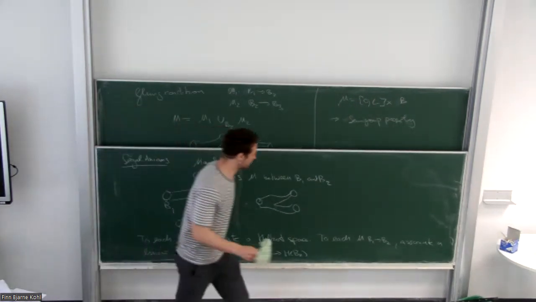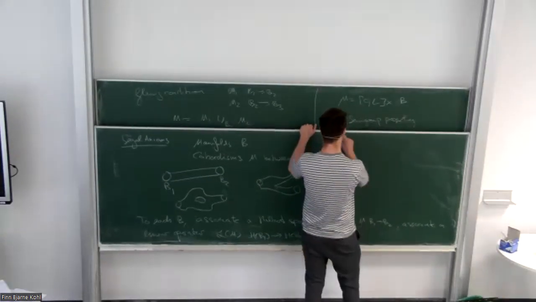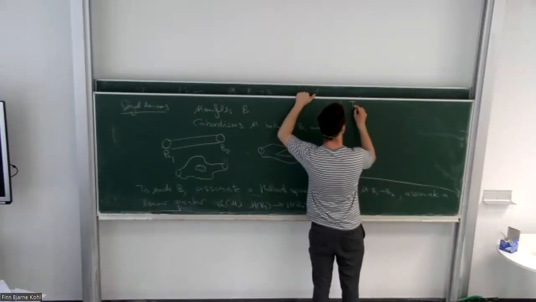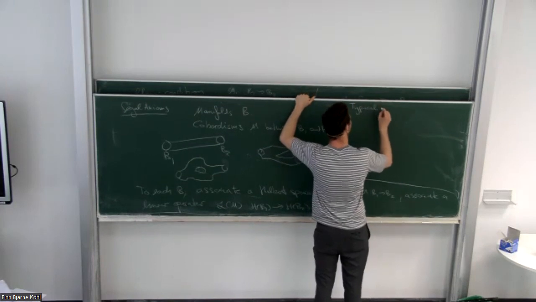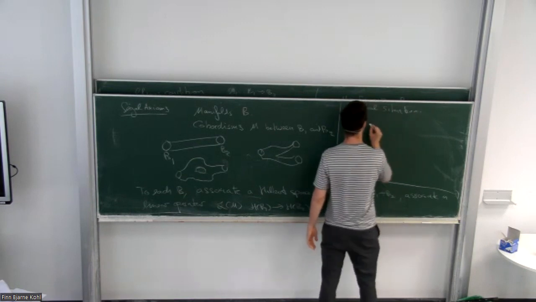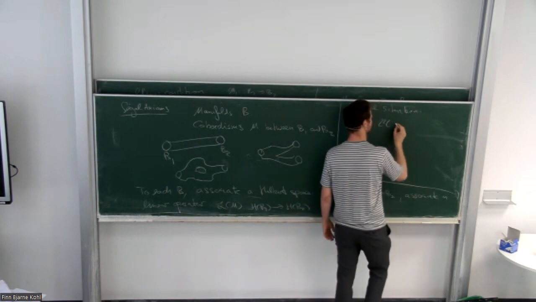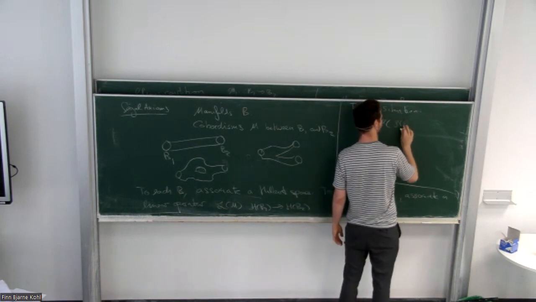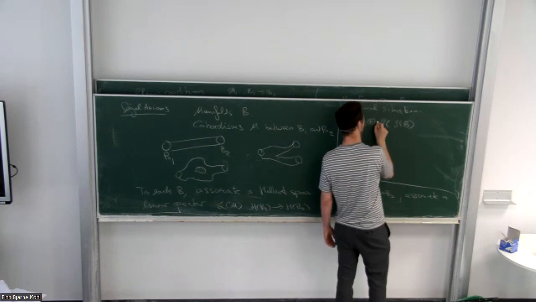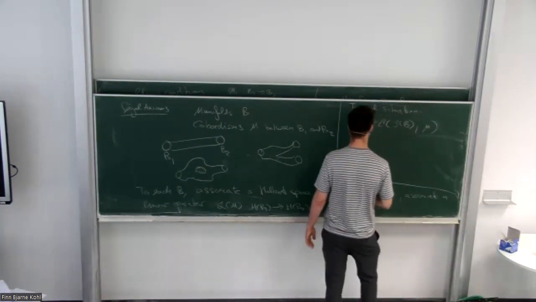So okay, maybe let me, before I erase everything. So the typical situation for us will be that H is L2 of S prime of B. So H associated to B is L2 of S prime of B equipped with some measure.